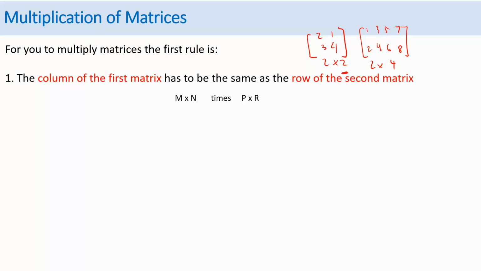That's rule number 2. I'll tell you what rule number 2 is after. But rule number 1, you just need n and p to be the same. It doesn't matter what m and r are. M and r can be anything. M and r can be whatever, but p and n have to be the same. So n and p must be the same. You could have a 3 by 7 matrix multiplied by a 7 by 8 matrix and it still works. That's okay.